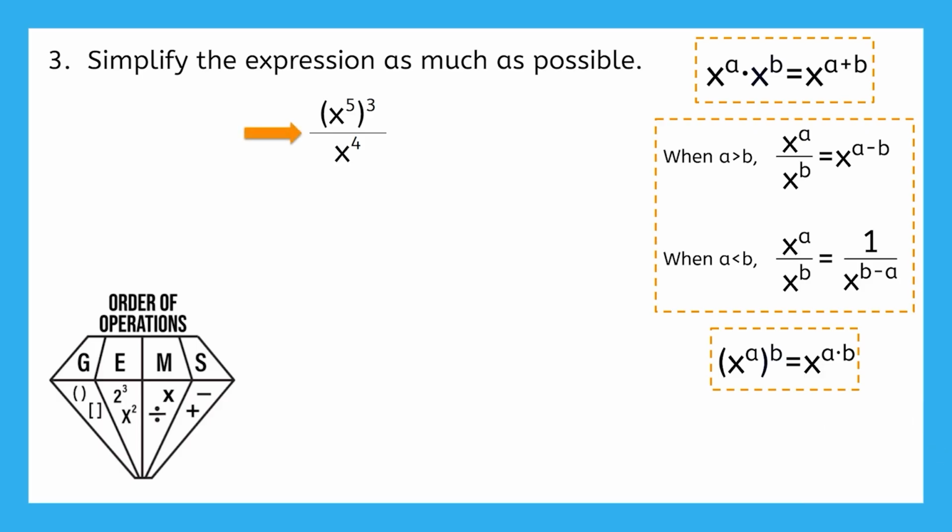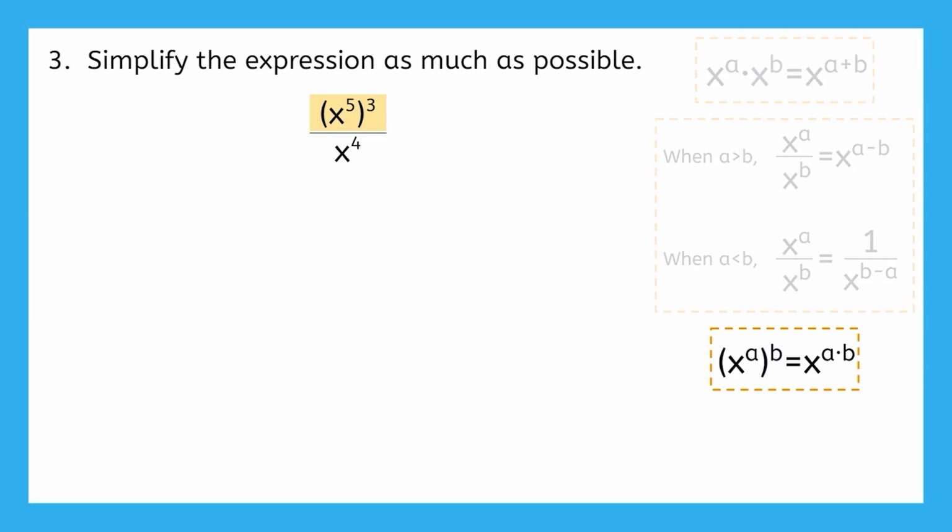This division has my quotient of powers property senses tingling. But, according to GEMS, we need to simplify the numerator grouping first. Using the power of a power property, we can simplify x to the fifth raised to the power of 3 by multiplying the exponents. X to the power of 5 times 3 becomes x to the power of 15.